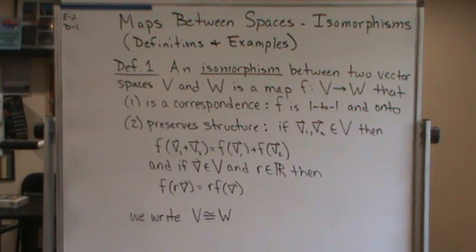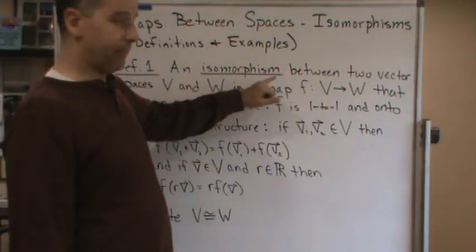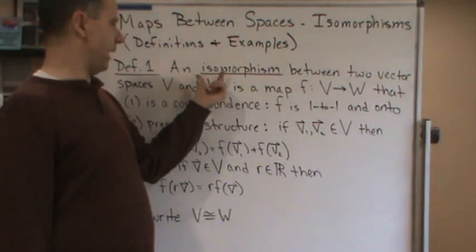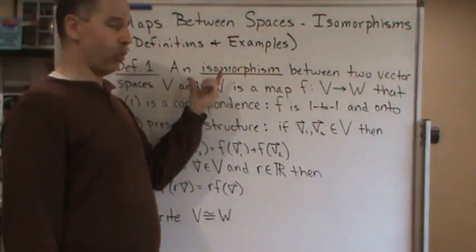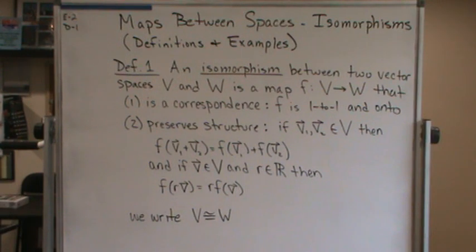Now, just so you know, the word morphism means mapping, so a map, and iso means same, so an isomorphism is a map that is the same. Okay, so meaning that a map that expresses sameness. Okay, that's it.